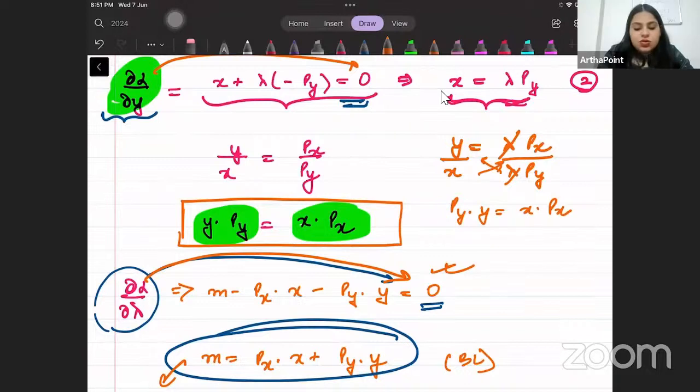Okay. So question number 6 of the assignment. Okay. So what is the doubt here? Why is it not convex? Why is it convex?